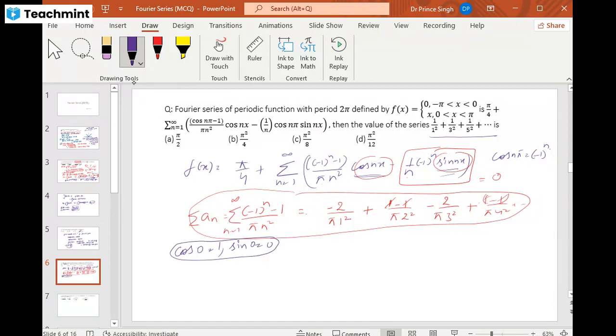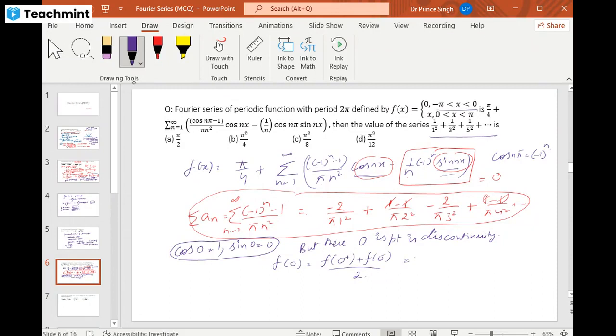But what we find out here is that 0 is a point of discontinuity. And we know that in case a point is a point of discontinuity, what is the value of f of 0? This is equal to the average value of the left and the right neighborhood of 0, the average value.